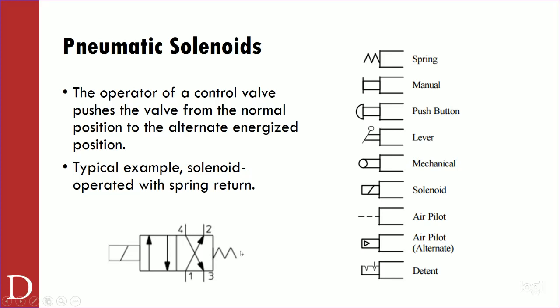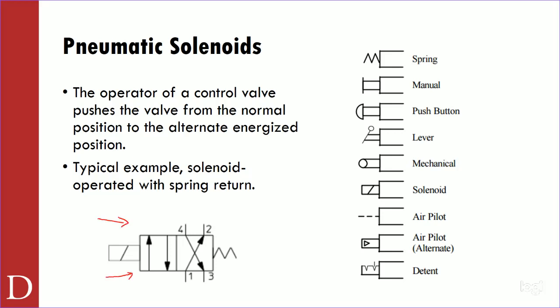So right now it's shown in its de-energized state. What that means is the coil is not energized right now. So the spring is pressing it into the position shown right now. When I energize the solenoid, what's going to happen? That's going to shift across. Exactly right. When I energize that solenoid, this block is going to shift in that direction.